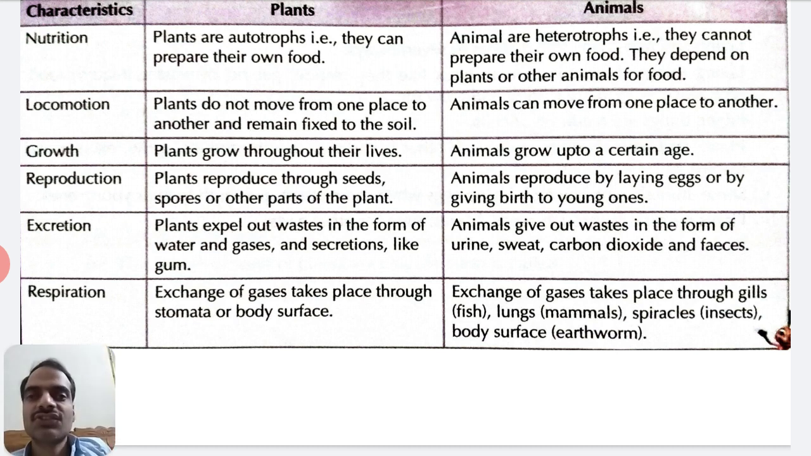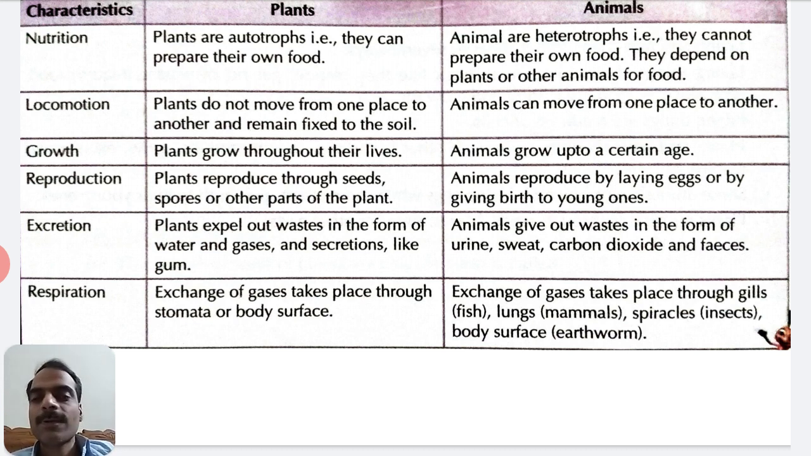Reproduction. Plants reproduce. What is the mechanism of reproduction there? They reproduce through seeds, spores. Some plants reproduce through stem, some plants reproduce through root. So there are different ways of reproduction in different plants.